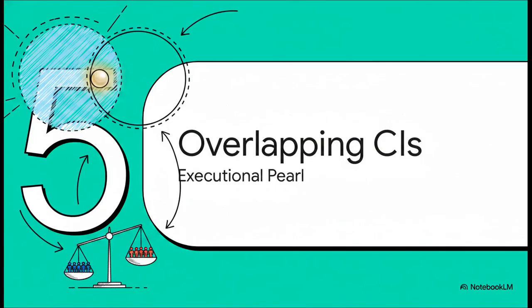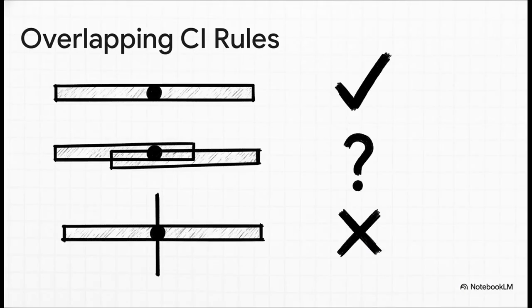And finally, Section 5, the executional pearl, overlapping CIs, the ultimate inferential logic test. Let's see how this builds into advanced analysis. This is our executional pearl, the ultimate inferential logic test, when you're comparing two independent groups against each other. When you're looking at overlapping confidence intervals between two groups, here are the exact rules. First, if there is no overlap at all between the two intervals, the difference between the groups is always statistically significant. Second, if they overlap slightly, they actually might still be significantly different. You cannot automatically assume they are identical.